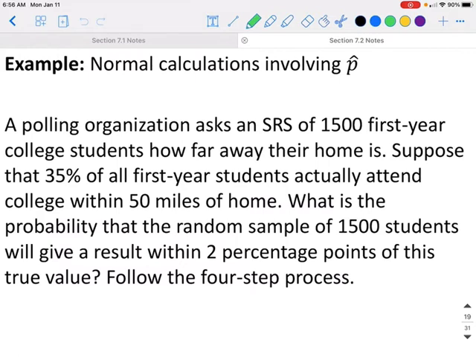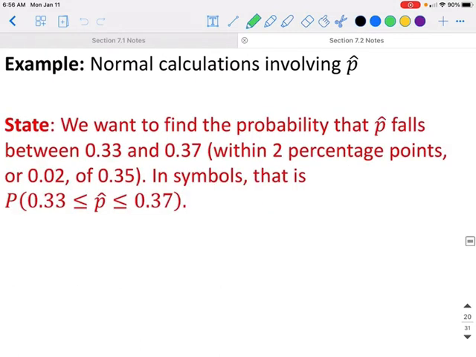So remember, when you follow the four-step process, you start with your state. So you determine what question you're trying to answer. In this case, we want to find the probability that p hat falls between 0.33 and 0.37. This is 2 percentage points away from 35%. Or we're trying to find the probability that p hat falls between 33 and 37%.